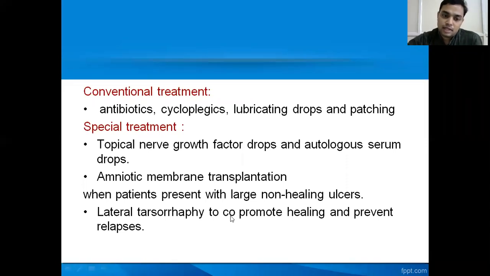And in final stages, we have to do lateral tarsorrhaphy so that it reduces the opening of the eyelid and prevents the exposure of the cornea to the outside environment, and it promotes the healing of the cornea. So this is about treatment of neurotropic keratitis.